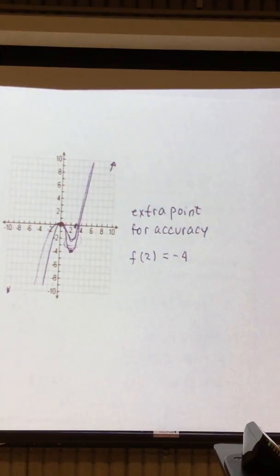And that concludes section 3.2 exercises.